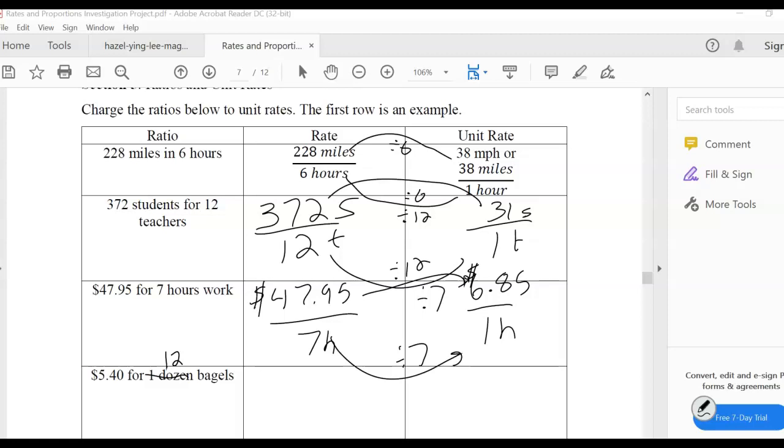Good? You want to grade me again? Yeah. All right. We have $5.40 over 12 bagels, and I want to go to 1 bagel to find my unit rate. So I'm going to take $5.40 divided by 12. All right.